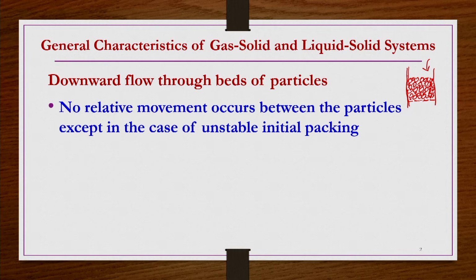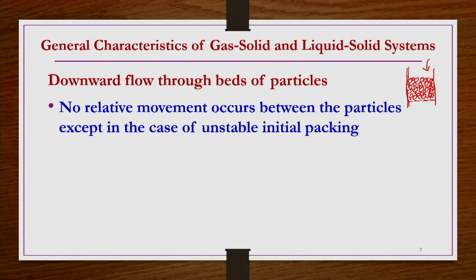Of course, if the initial packing itself was done loosely and there is void space available, then by rearranging, or when fluid is coming at high velocity, such small rearrangements will occur anyway. But if you take an initial compact packing, there will not be any rearrangement of the packing if the flow is downward. So, under such conditions there will not be any relative movement between the particles.